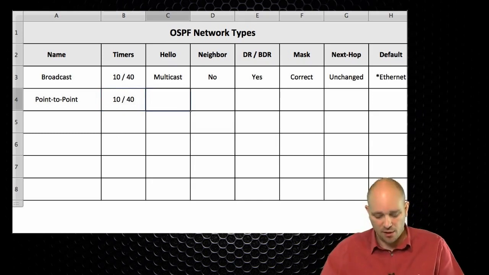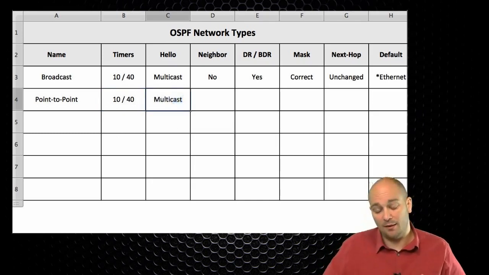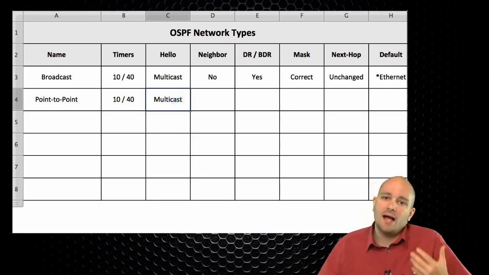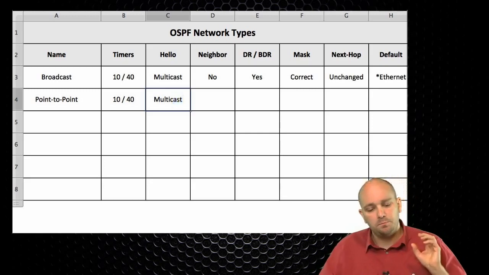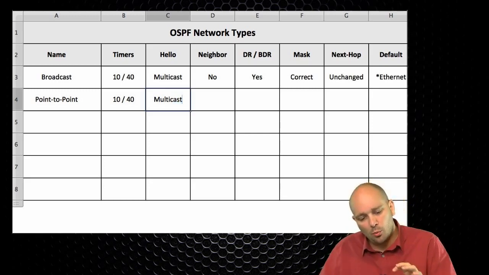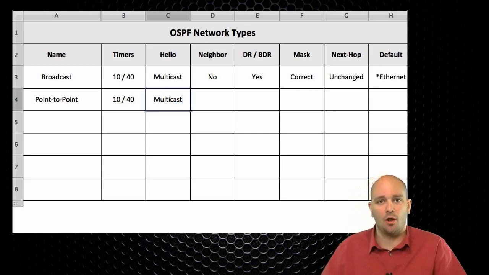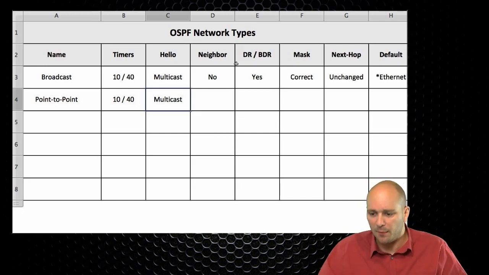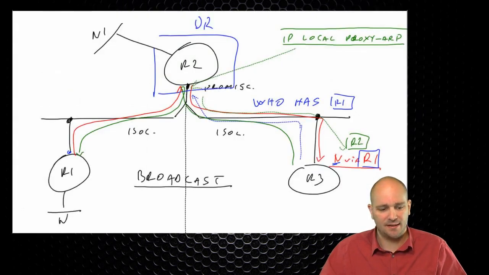The hello type here is also multicast, and I always have fun explaining this in the class. I ask the question usually, are we sending unicast hellos or multicast hellos on point-to-point network type? And there will always be one or two students who would say, well, we are sending unicast, it's a point-to-point link, there is no point to send multicast. Well, let's take a look at that in case some of you might have a confusion about it.